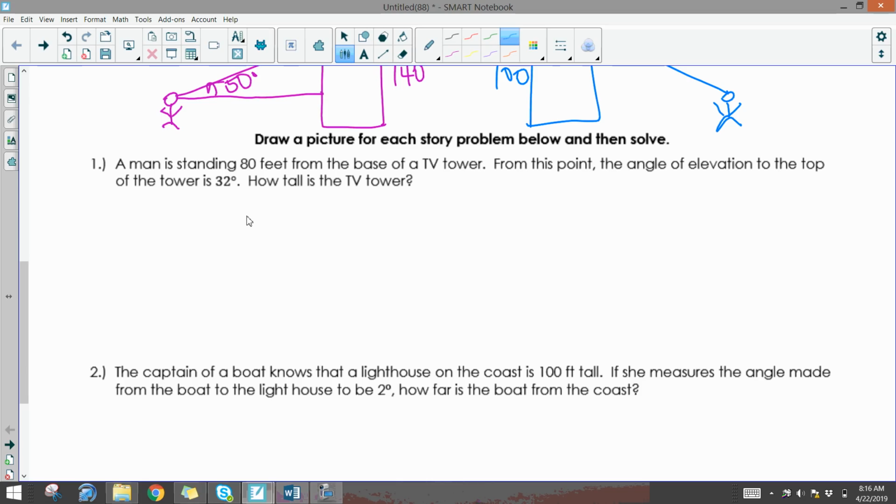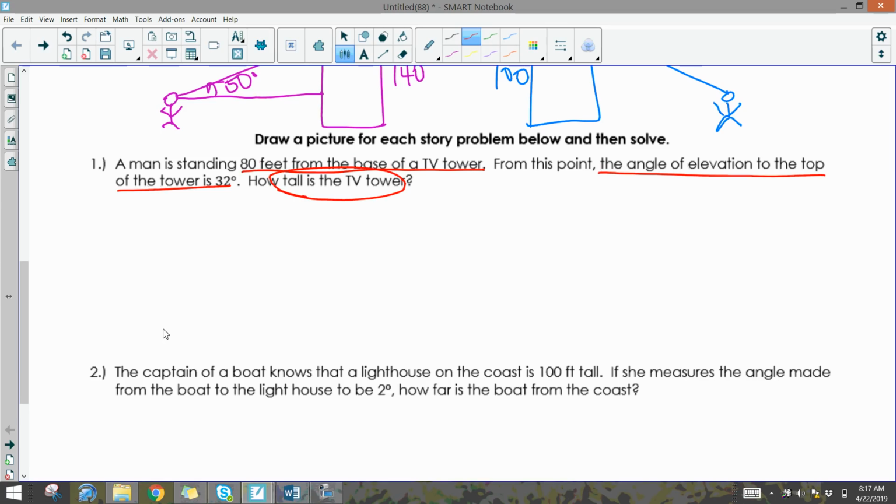We talked about this before. Ladders are never laying horizontally or straight up vertically, things like that. Okay, so this says a man is standing 80 feet from the base of a TV tower. So he is 80 feet from the bottom of the TV tower. Base means bottom. From this point, the angle of elevation to the top of the tower is 32 degrees. How tall is the TV tower?